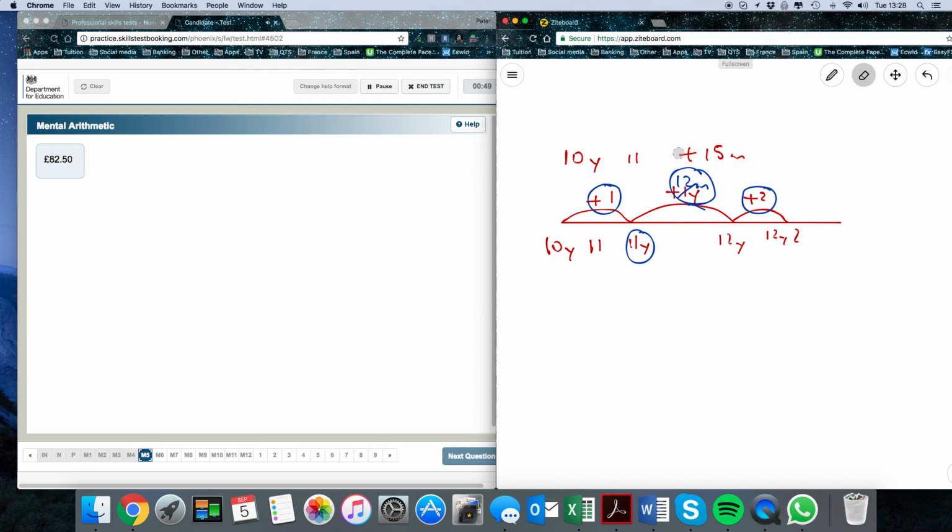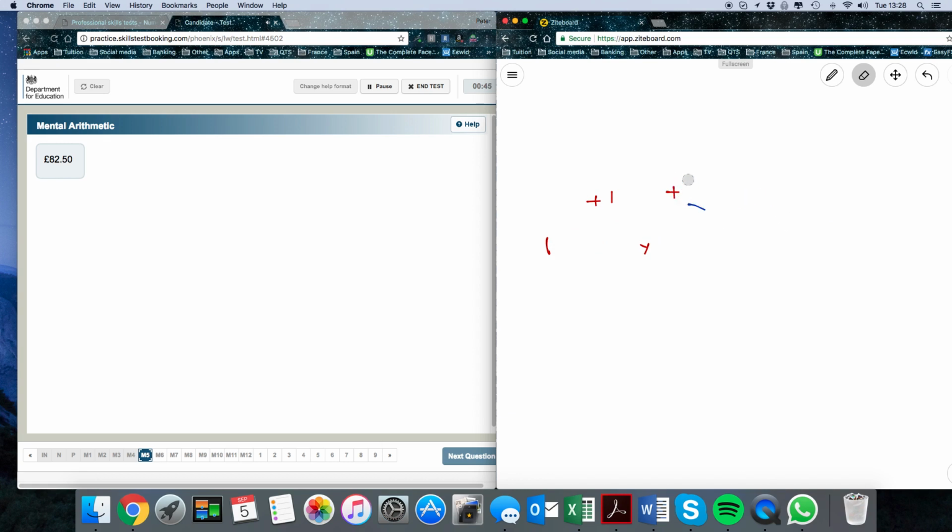Question 5. A sixth form group raises £82.50 for charity. The money will be equally divided between 3 charities. How much money will each charity receive from the group?